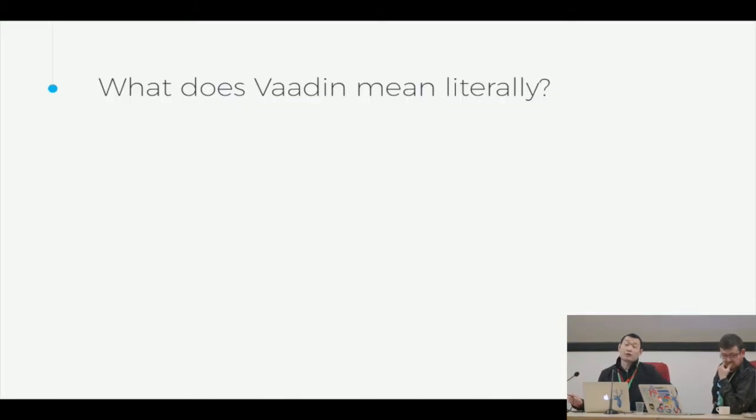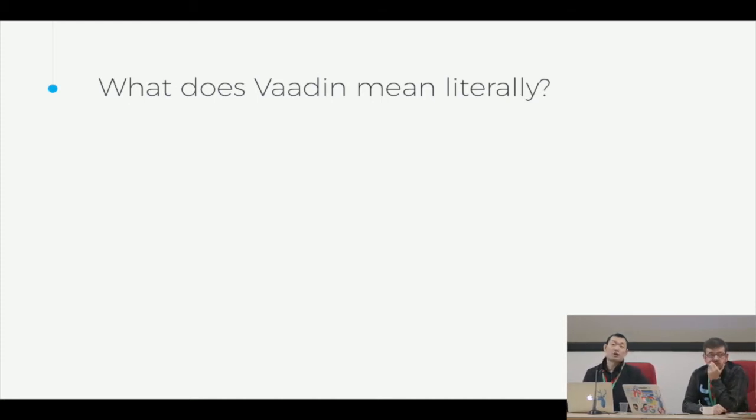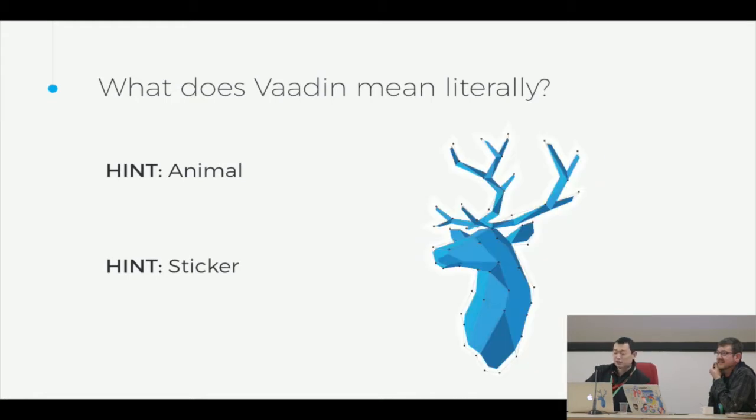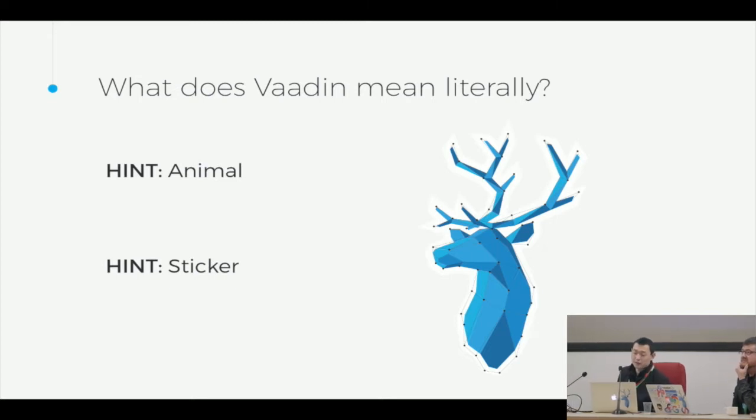So I guess all of you have heard of Vaadin already. But does any one of you know what Vaadin means literally? Anyone? Okay, I give you some hint. First one is animal, and second one, take a look at my sticker. So yes, Vaadin is a Finnish word, which means a reindeer. It's a female reindeer to be specific. So that's what Vaadin means literally.